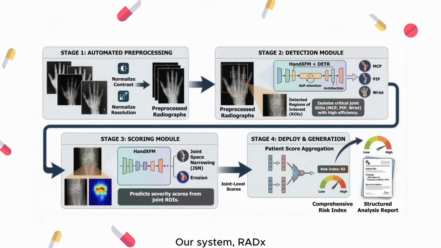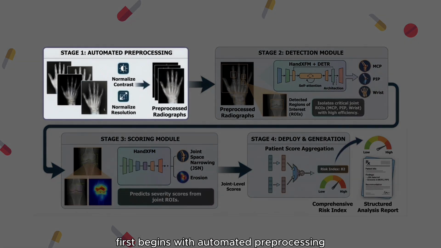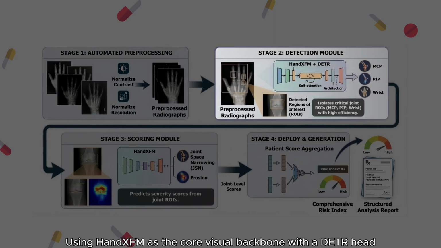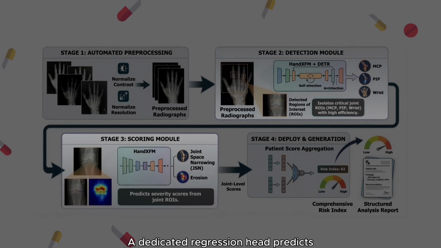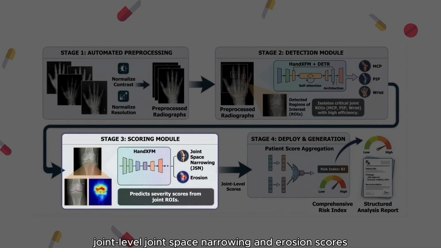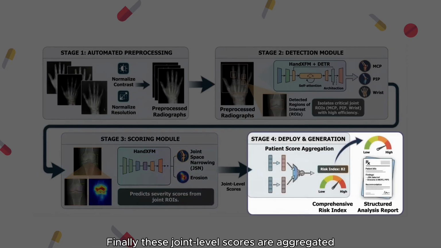Our system, RADx, first begins with automated pre-processing to normalize contrast and resolution across diverse radiographic sources. Using HandXFM as the core visual backbone with a DETR head, RADx performs joint localization to detect MCP, PIP, and wrist joints. A dedicated regression head predicts joint-level joint space narrowing and erosion scores. Finally, these joint-level scores are aggregated to generate a comprehensive risk index and a structured diagnostic report.